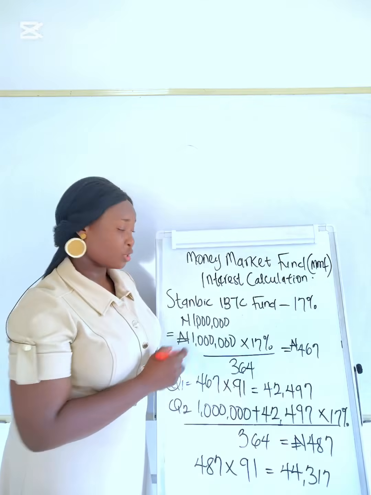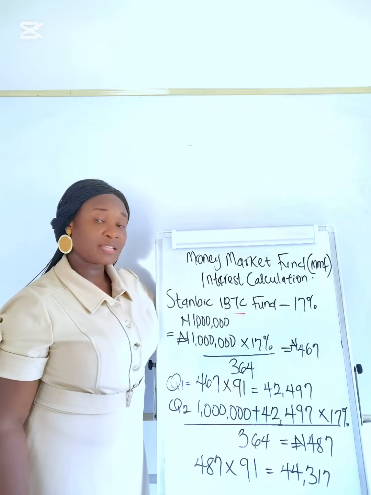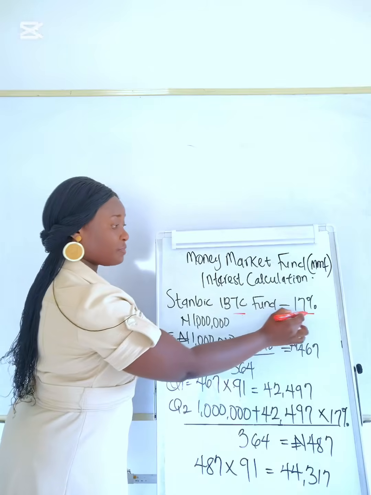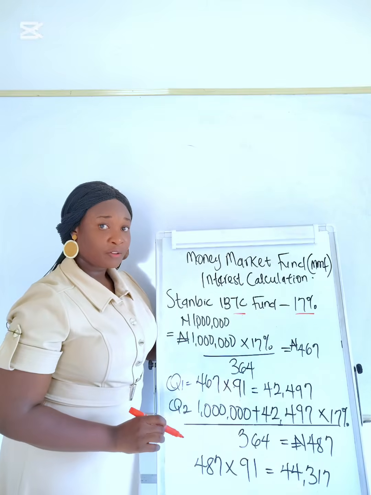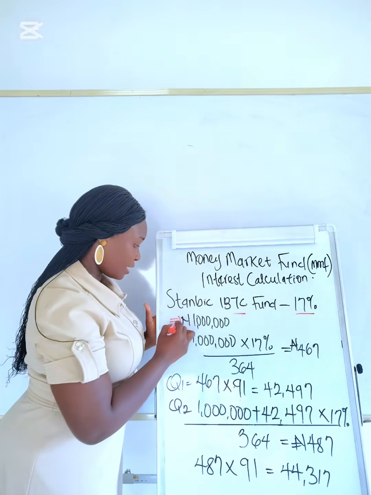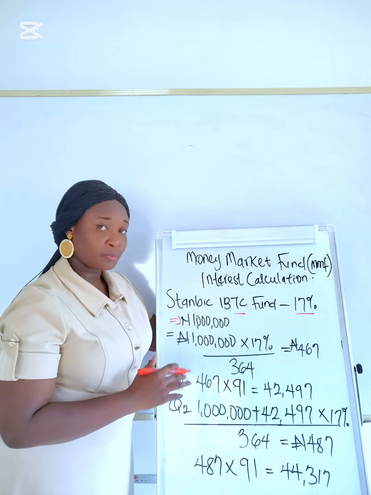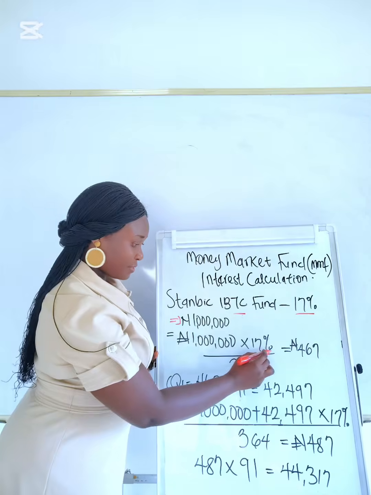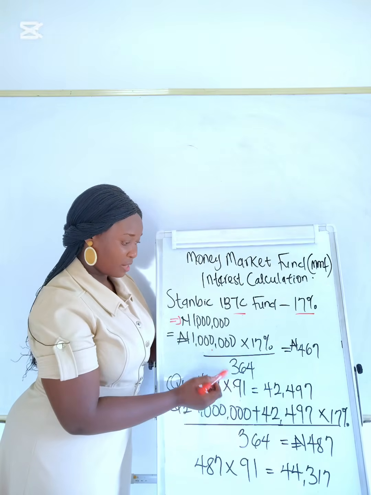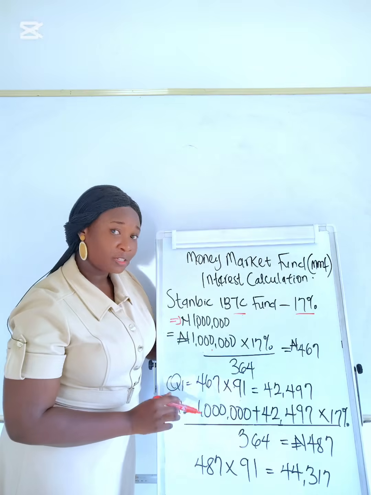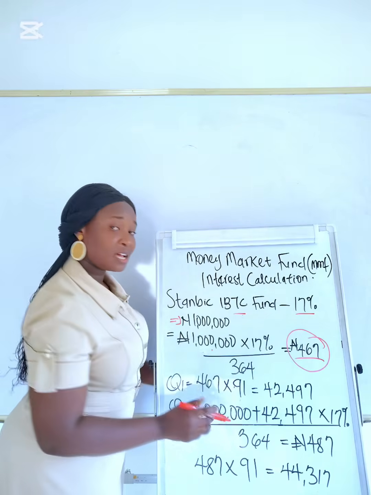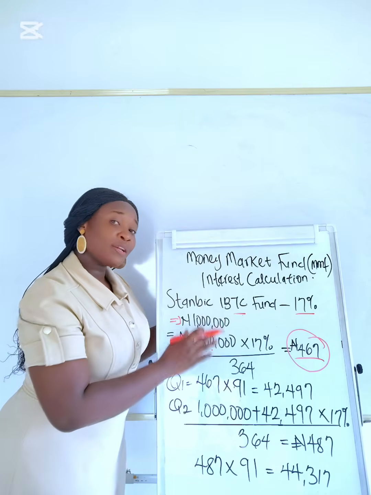I'm going to be using a case study of the Stanbic IBTC. Currently, Stanbic IBTC is returning a little above 17%, but I'm just going to leave it at 17% for the purpose of a quick calculation. Now, let's say you invest 1 million naira in the Stanbic IBTC money market fund at 17%. What you do is multiply your 17% by 1 million naira, divide by 364 days. What you get is 467. So this shows you what you're going to get on a daily basis.